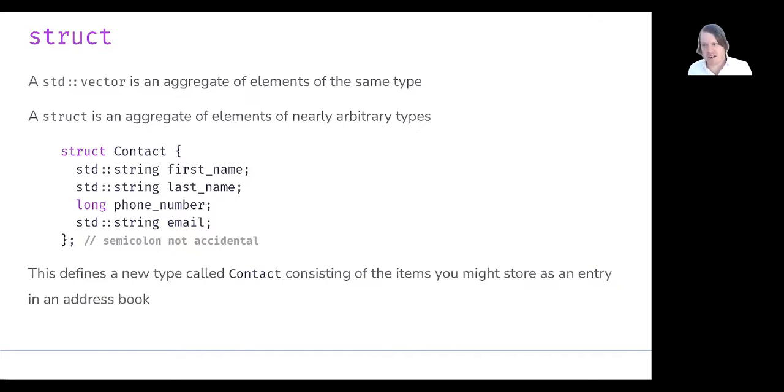Notice that the definition of this new type is terminated with a semicolon. This right here is no mistake. Make sure you include it anytime you are defining a new type. So at this point, once we've hit that semicolon, a new type is available for use in our program. It's called contact, and it's going to consist of these items that you might store for an individual as an entry in an address book.